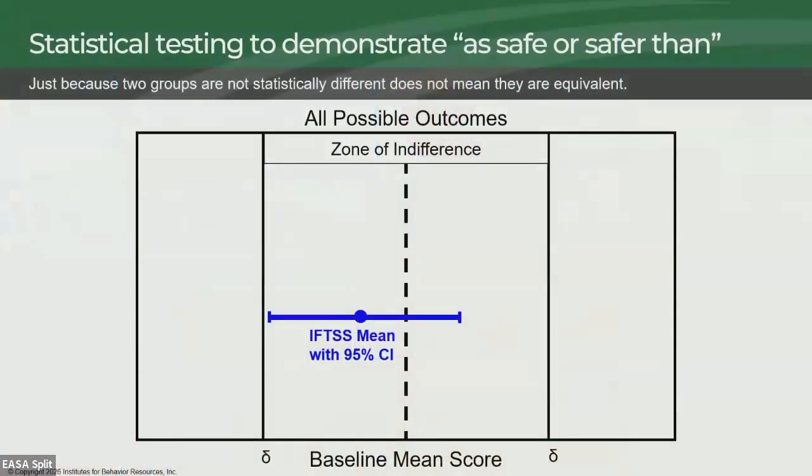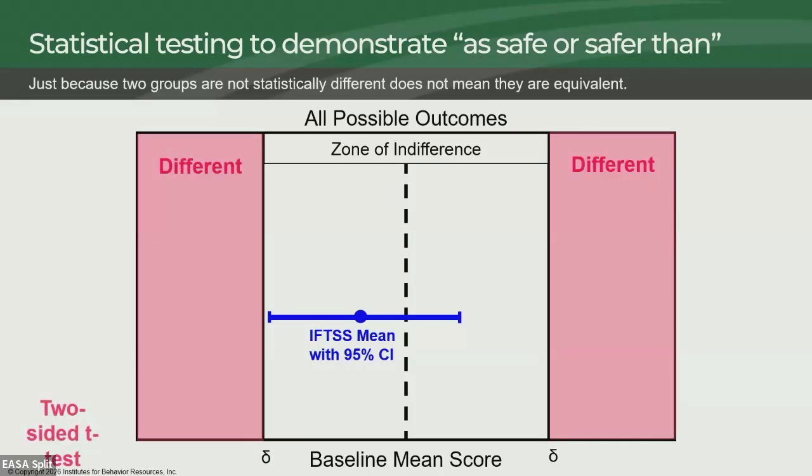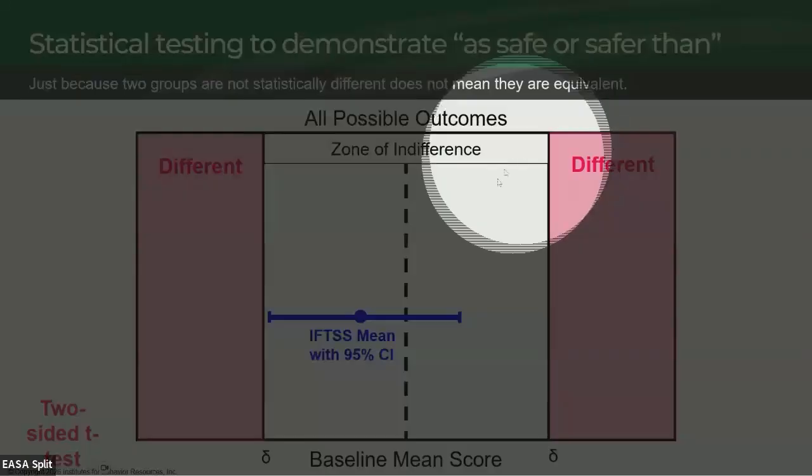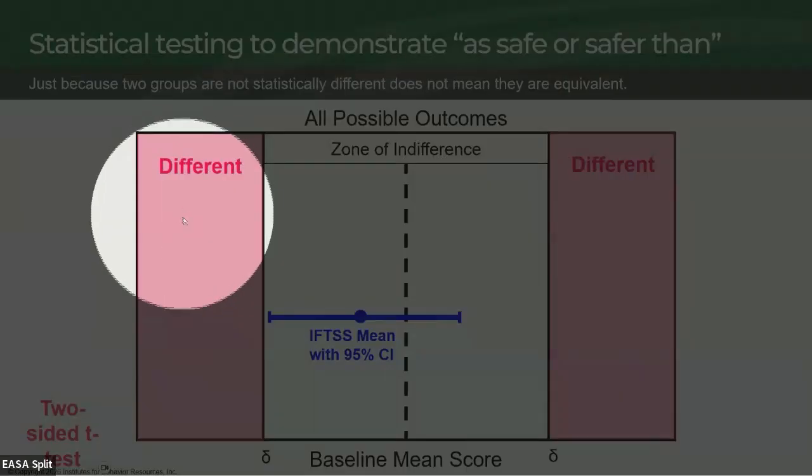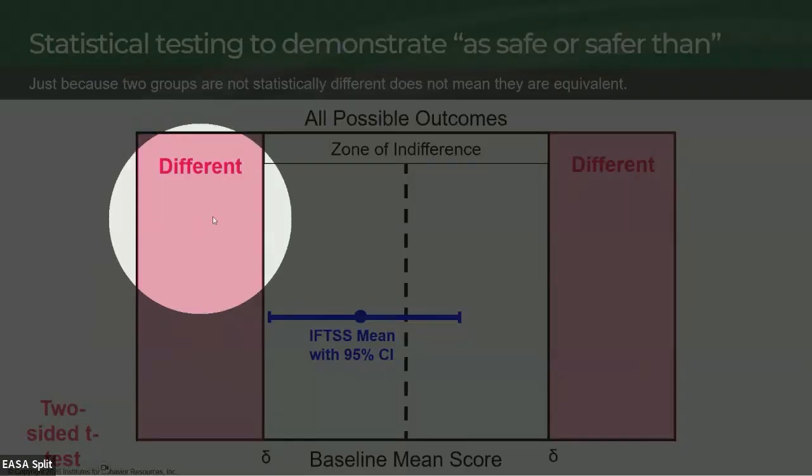And now we treat baseline like 0, and we plot out what is the mean of your IFTSS scores and what is the confidence interval. And we see if that is falling within the zone of indifference. Here's the problem with most statistics. They're designed to look for differences. So a two-sided t-test is looking to see if you have data in this direction or in the other direction.